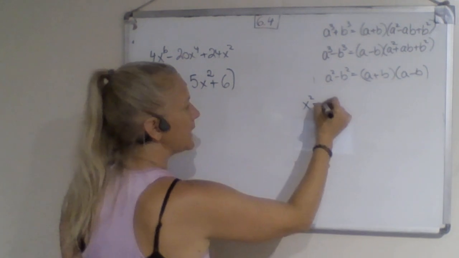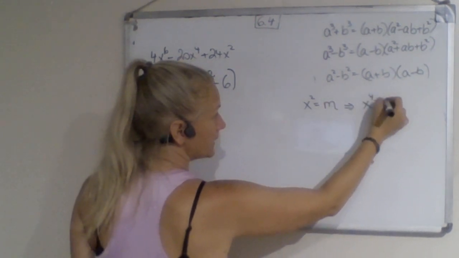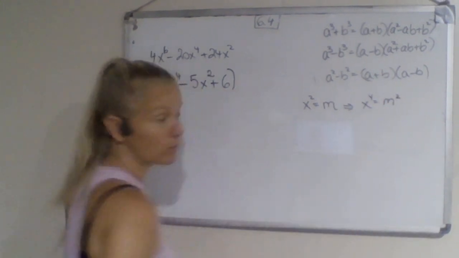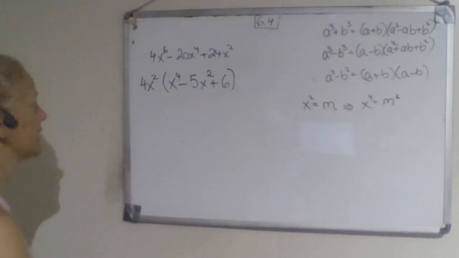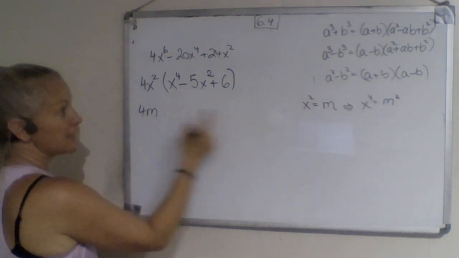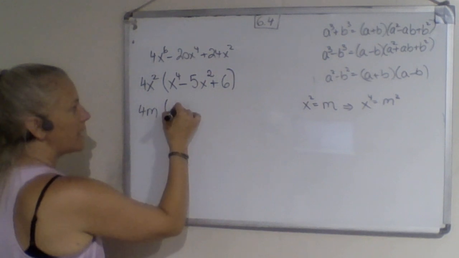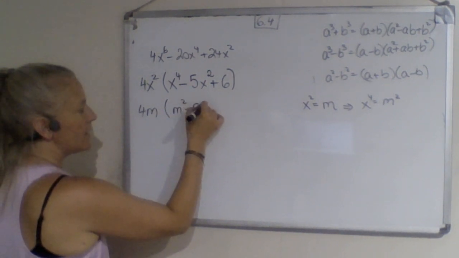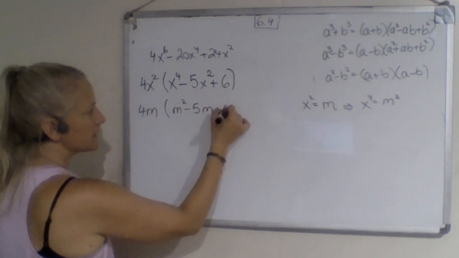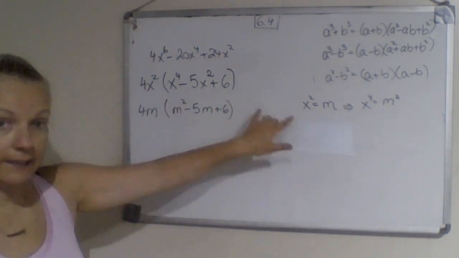I'm going to write this as m. That means x to the 4th power is m squared, right? So let me rewrite this. I'm going to leave this alone. It's going to stay 4m, because that's what we named it. X squared is m, so m squared minus 5m plus 6. Okay? I renamed x squared something else, and then I plugged it in.